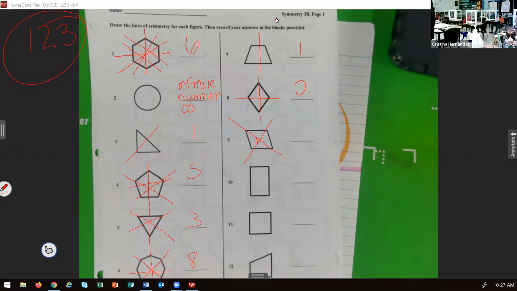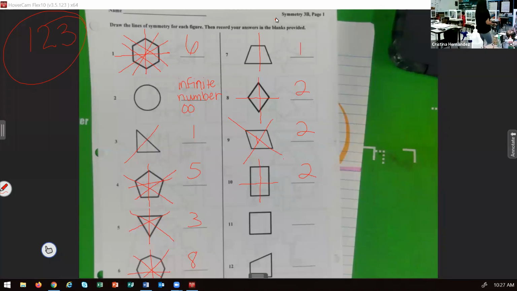You did number 6. Oh, a rectangle. How many lines of symmetry does a rectangle have? 2. So down hot dog style and then hamburger style, correct? 2.